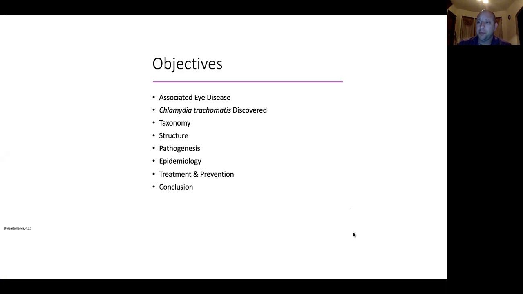The objectives that we'll be covering this evening will be regarding Chlamydia trachomatis and its role in causing disease in the eyes, and at times it could also cause blindness in newborns. We will cover the diseases associated with Chlamydia trachomatis, how and when this organism was first discovered, the taxonomy, the structure, pathogenesis, epidemiology, treatment, prevention, and then we will conclude the presentation. So let us begin with a description of the eye disease associated with this organism.